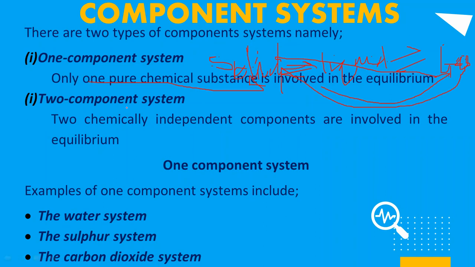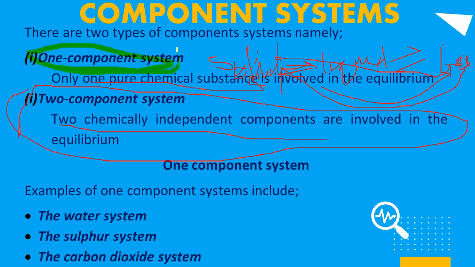Then there are two component systems, or a system that has two components. And in that system, there are always two chemically independent components involved. We shall see these ones later. But for now, we are going to begin with the one component system. That's what I want us to emphasize for now, the one component system. And that's what we are having here.